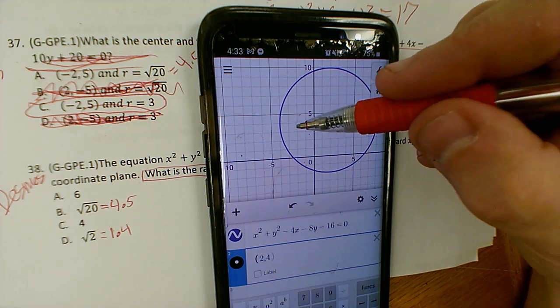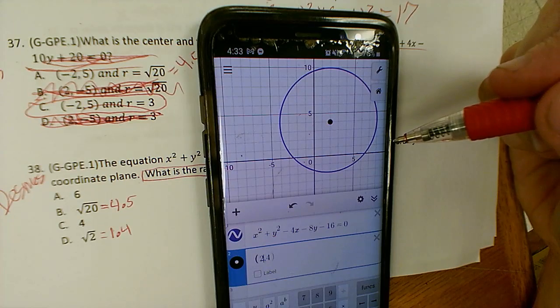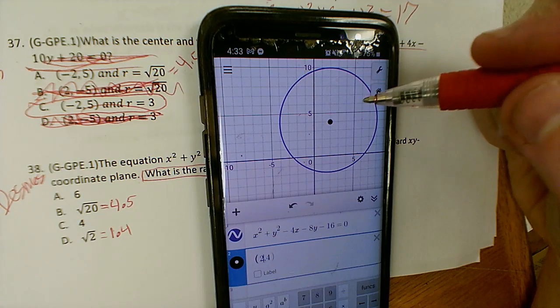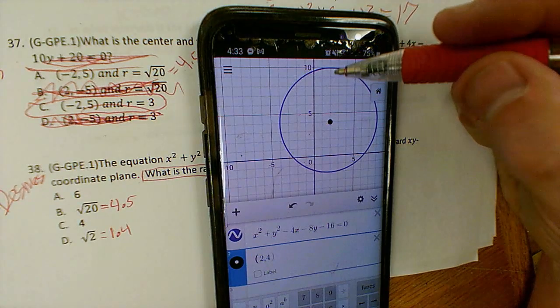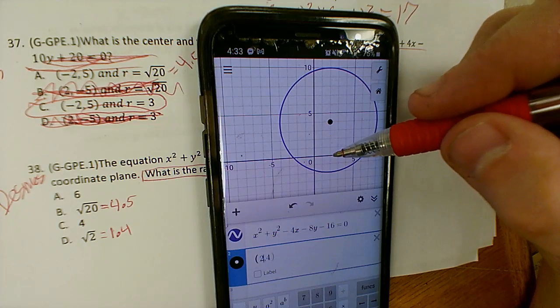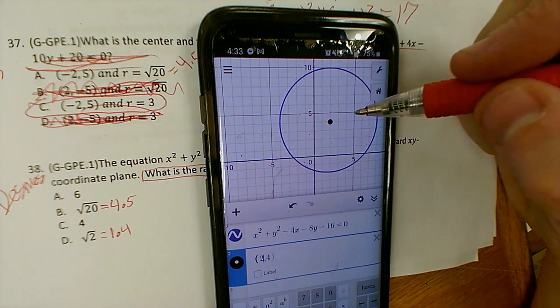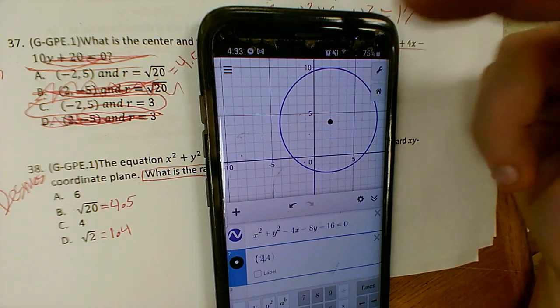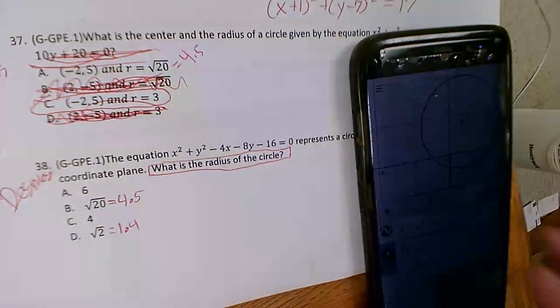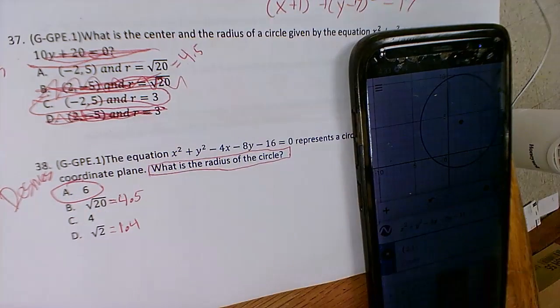Or maybe it is 6. 1, 2, 3, 4, 5, 6. It's the same in all directions. So the radius is literally just 6 in each direction. So this one is just 6.